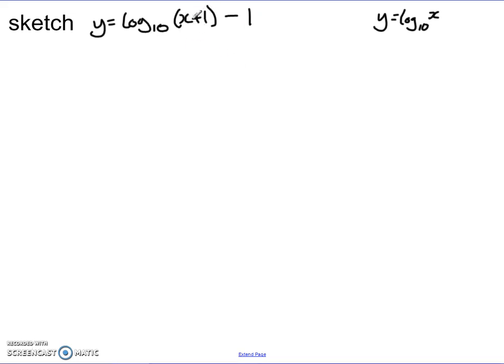Now, there's nothing in front of the x, so we don't need to worry about that. Our first transformation, though, is this plus 1 in the bracket here. We then look in front of the log to the base 10. Nothing there, so we don't worry about that. And then our second transformation is going to be the take away 1.